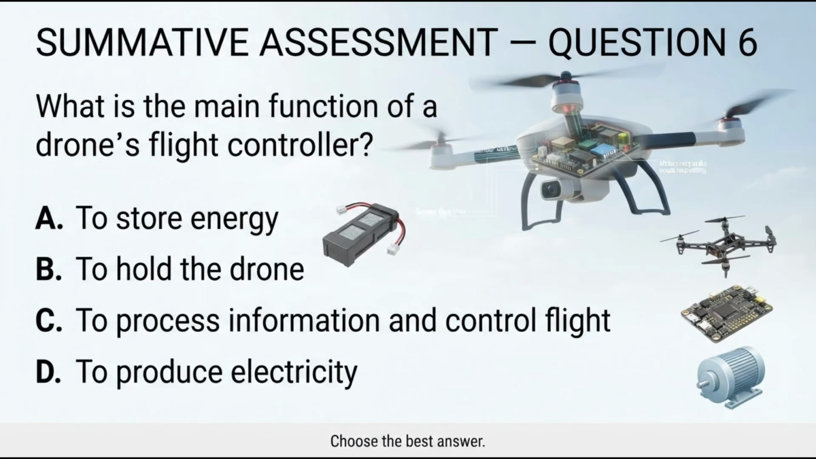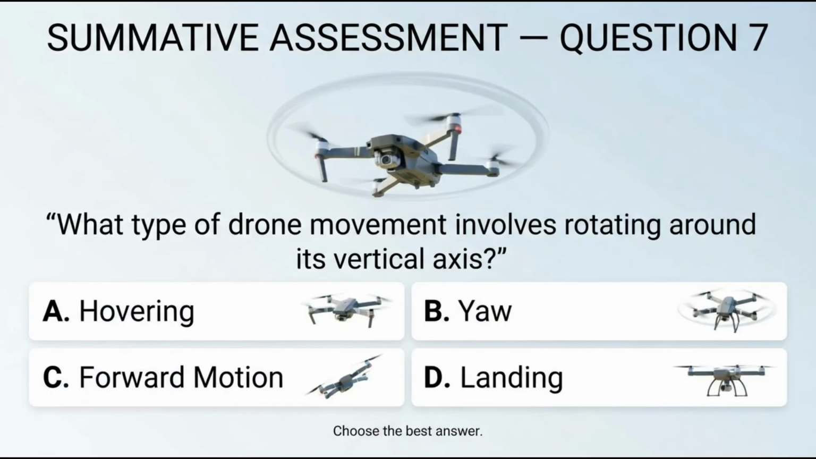Propellers. Question 6. What is the main function of a drone's flight controller? A. To store energy. B. To hold the drone. C. To process information and control flight. D. To produce electricity. Answer: C. To process information and control flight. Question 7. What type of drone movement involves rotating around its vertical axis? A. Hovering. B. Yaw. C. Forward motion. D. Landing. Answer: B.